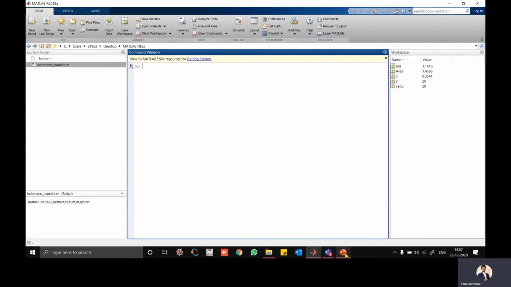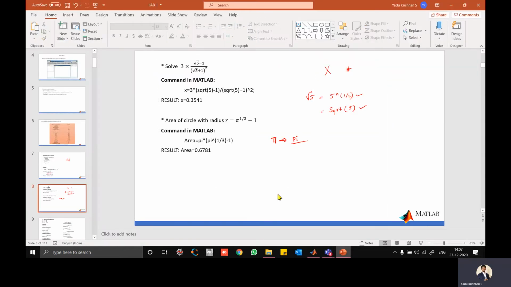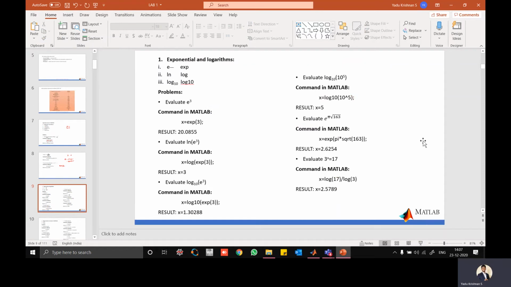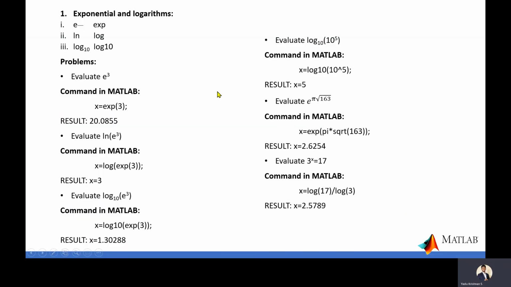So all these things you can try in the command window. There are some other operations here. Exponential is there; for exponential we use exp, which we have shown you already. The natural logarithm, let's take ln of 5, is nothing but log of 5. And log to the base 10 of 5 is nothing but log10 of 5.